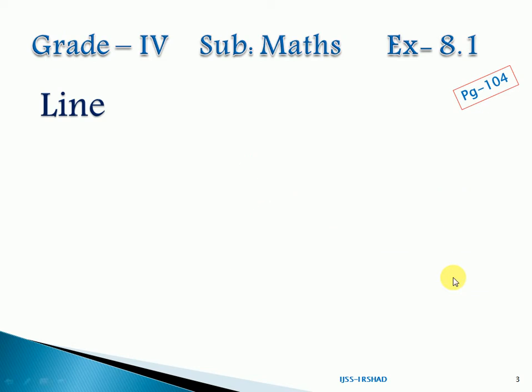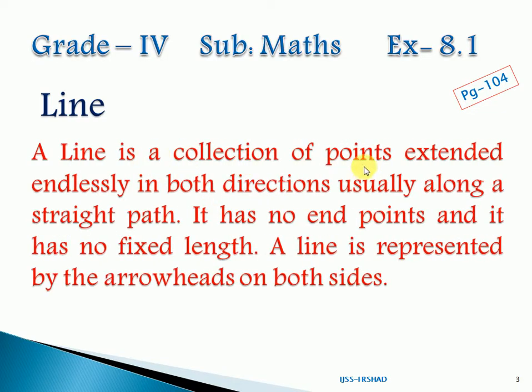Now we will move to line. What is a line? A line means a straight line. A line is a collection of points extended endlessly in both directions, usually along a straight path, like this. It has no end points and has no fixed length. As you can see here, the end is marked with an arrowhead. So a line is represented by arrowheads on both sides.